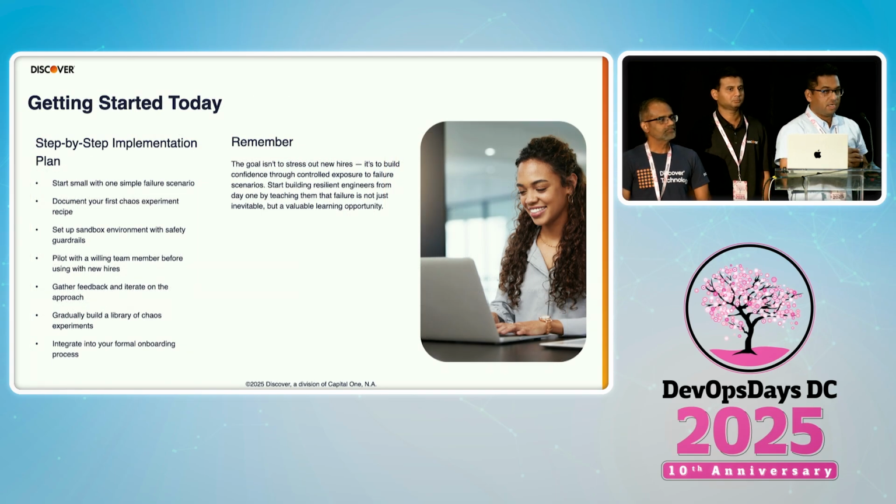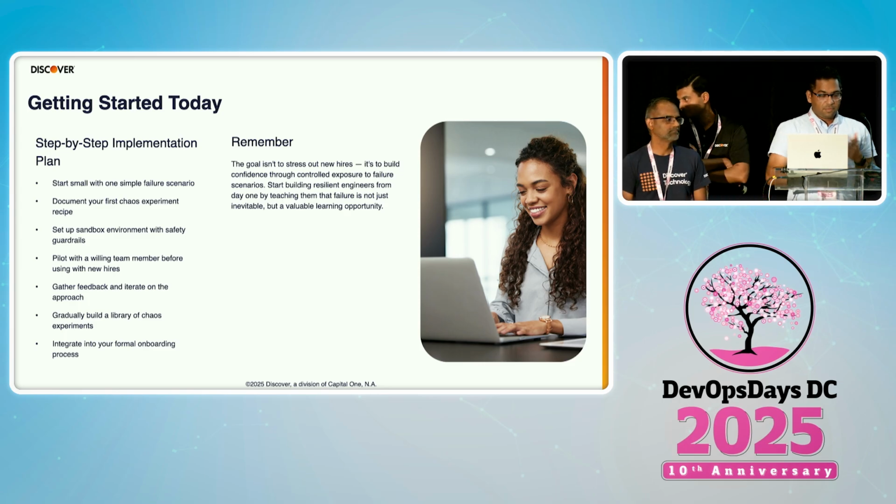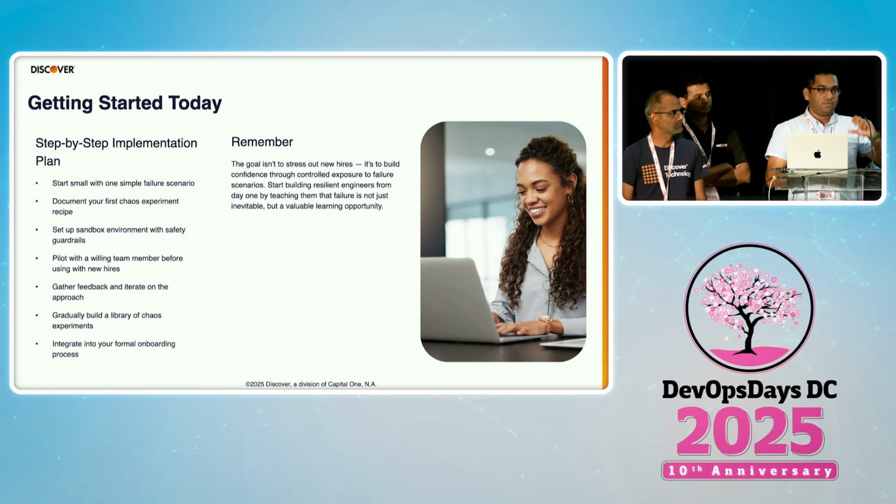So, okay, how do we start now? We went through a sample demo, the psychological aspect of things, and how the onboarding works. It's pretty simple. It starts small with one simple failure scenario, then document your chaos experiment recipe. I think Sagar gave us some highlights and Pat set up some of those scenarios. Set up the sandbox environment with guardrails. We don't want to expand the experiment so it gets confusing. And make sure to pilot with the new members, with senior members as the leaders running these experiments, so it's easy to transfer knowledge and do some hand-holding to know that they understand what they're actually doing.